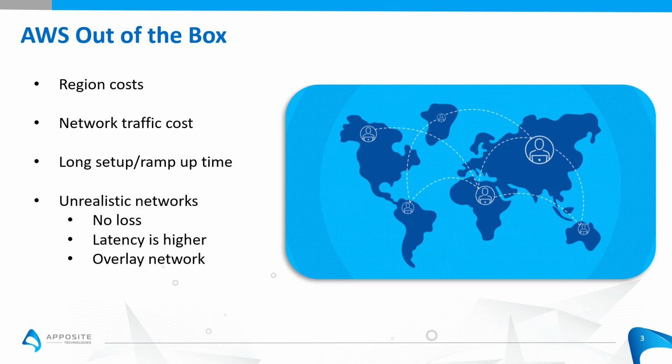And AWS actually does a really good job of giving you a nice, clean network. So it's not very realistic when you are testing within AWS. You're not going to have any loss. You're not going to have any network outages. There's not going to be any packet duplication, and there's not going to be any packet reordering. And your latency is going to be a little bit higher because this is an overlay network, a software layer of networking.